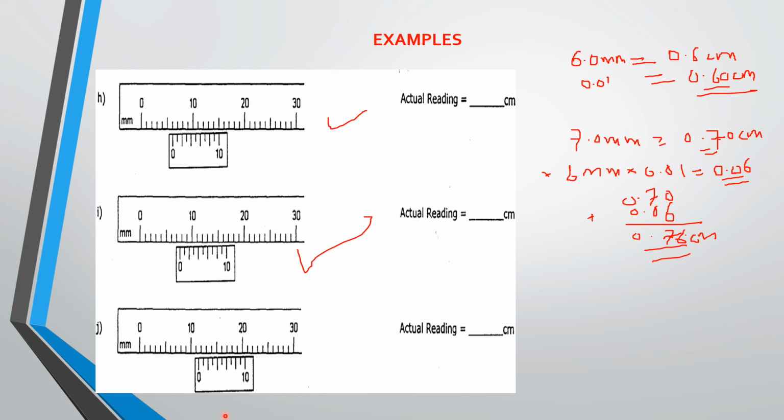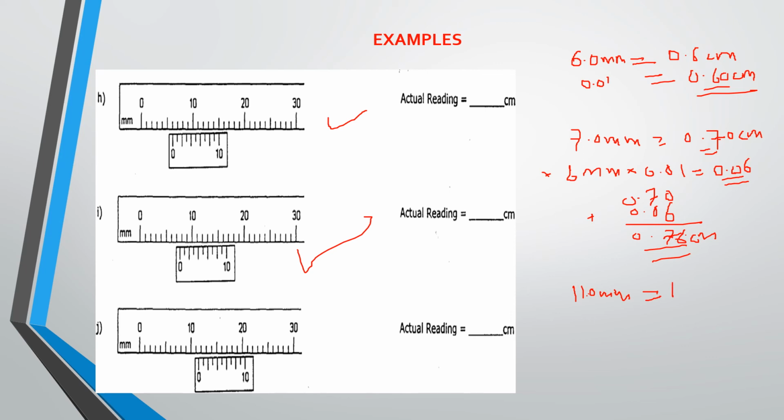Then for the last one here, let's look at the main scale reading. Count from this 0 to the line that is closest to the 0 on the Vernier scale. This is your main scale, this is your Vernier scale, take note. So you count, this is 1, 2, 3, 4, 5, 6, 7, 8, 9, 10, 11. So which means that your main scale reading is 11.0 millimeters. So we just do that conversion straight to centimeters too, the way we've done before.